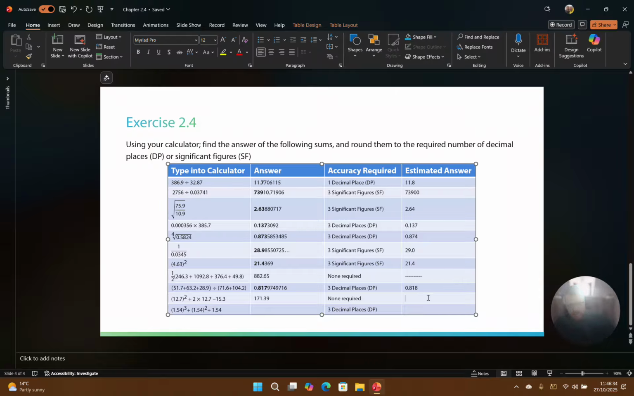And the last one is the following. To 3 decimal places, 1.54 cubed plus 1.54 squared plus 1.54. That's what we've got there.